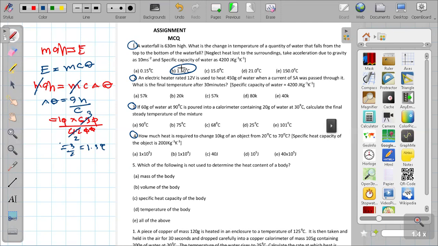I hope you may understand it. Now in the next one, an electric heater rated 12 volt is used to heat 450 grams of water when a current of 5 ampere passes through it. What is the final temperature after 30 minutes?